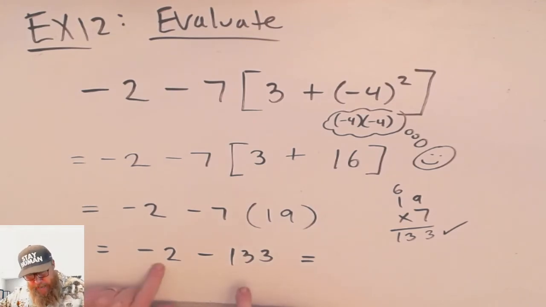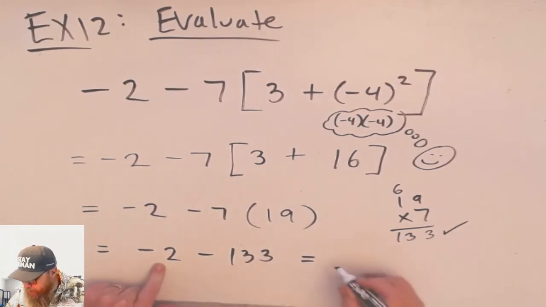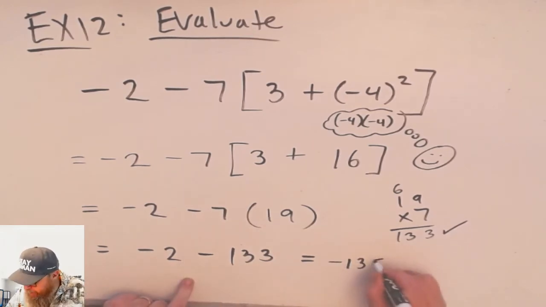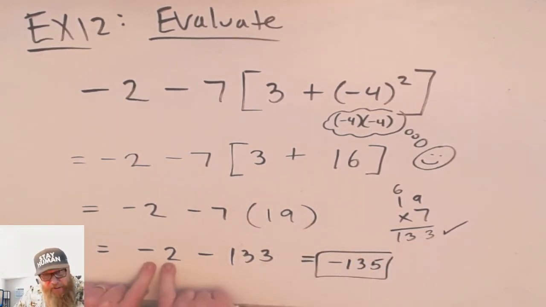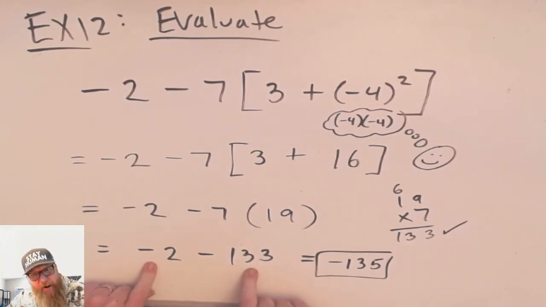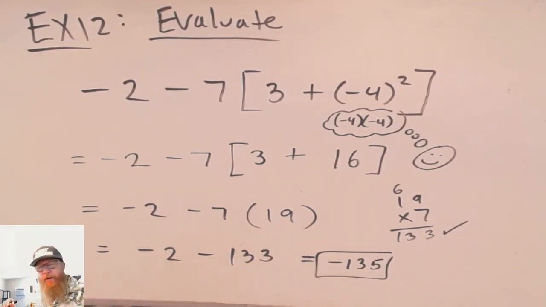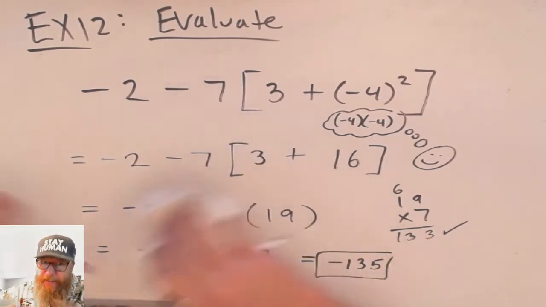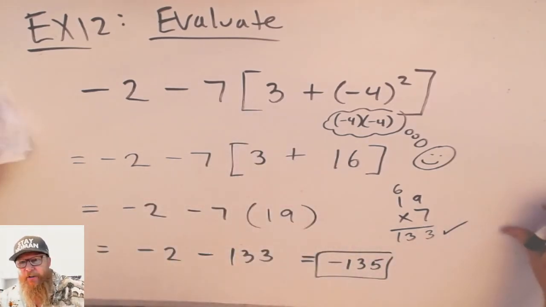Negative 2, negative 133. It's just like money. So that's negative 135. It's like I spent $2 and then I spent $133. So I spent $135. You know how I always end all of my lessons? I end with variables because this class really has a target goal of getting to the variables.